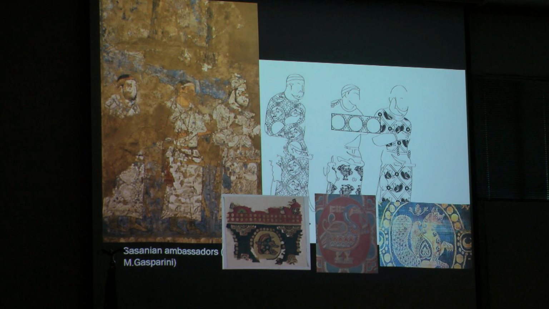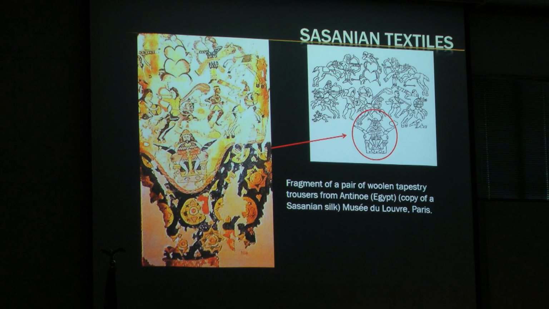So looking at the material evidence from both East and West, however, we know that Sassanian textiles were discovered and copied in Egypt, and were generally made of wool tapestry or linen, depicting narrative complex scenes such as this one where we can see an enthroned Sassanian ruler surrounded by people.